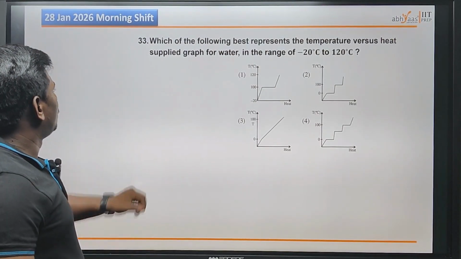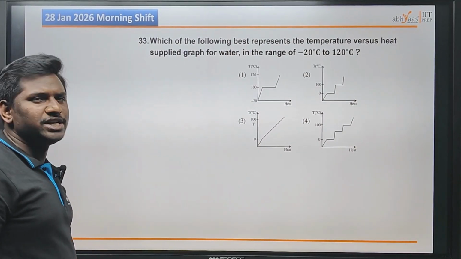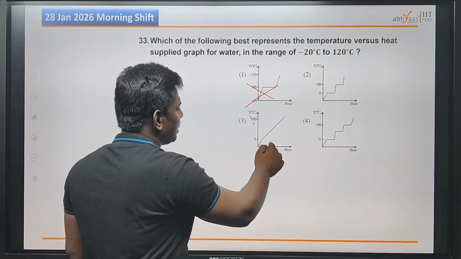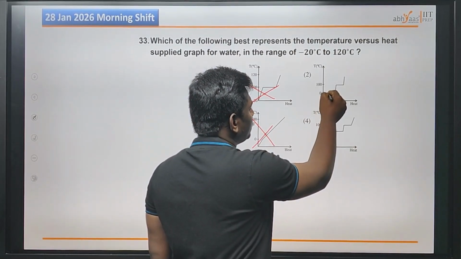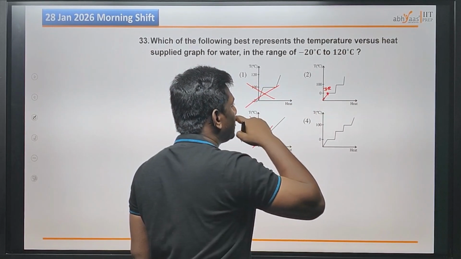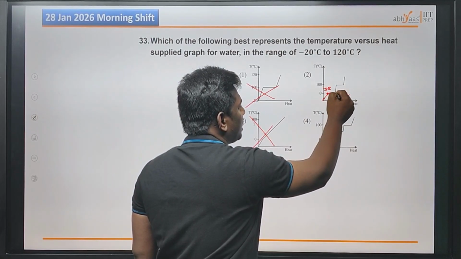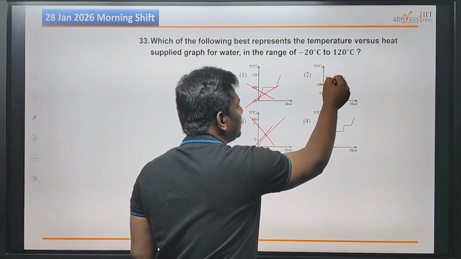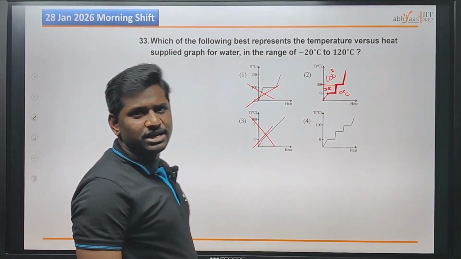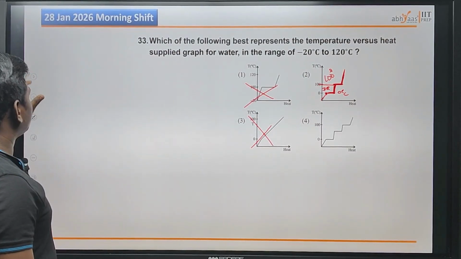See this one. Which of the following is the best representation of temperature versus heat supplied graph for water in the range of minus 20 degrees to 120 degrees? Earlier we have discussed this. From minus degrees centigrade to 0 degrees, you will have ice. From ice at 0 degrees to water at 0 degrees centigrade. After this, if you raise the temperature to 100 degrees centigrade, you get water to water vapor at 100 degrees centigrade. After that, if you again increase the temperature to 120 degrees, you have water vapor. That is option 2, your correct answer.